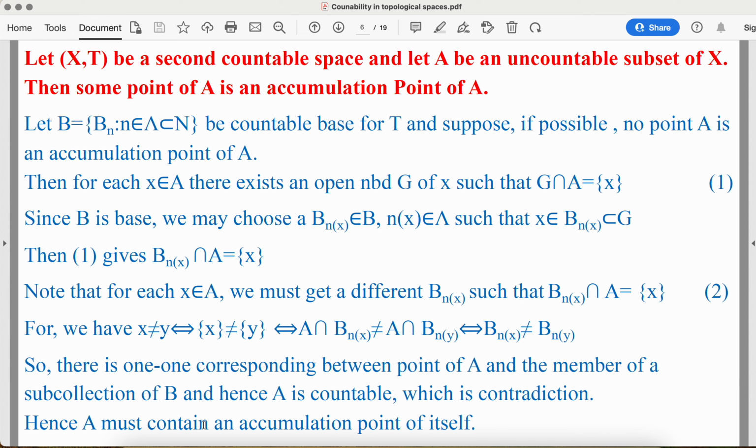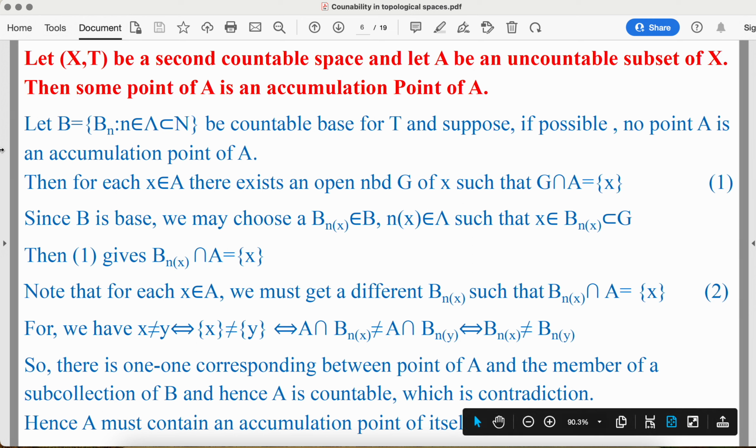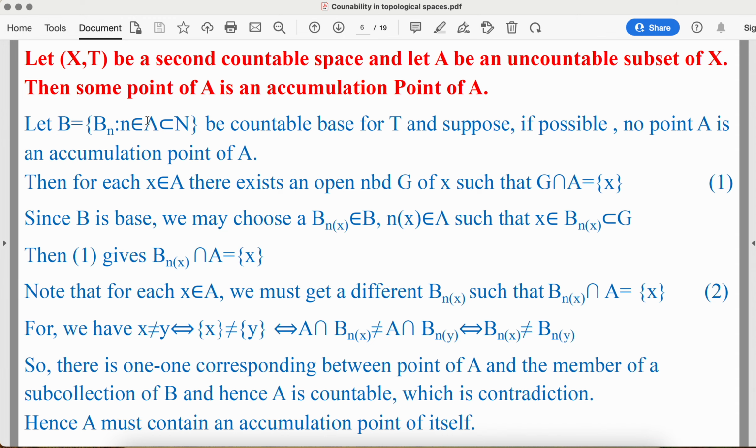Now one more result. Let (X, T) be a second countable space and let A be an uncountable subset of X. Then some point of A is an accumulation point of A. Suppose B equals {B_n}, where n belongs to some indexing set which is a subset of natural numbers. Let B be a countable base for T. And suppose, if possible, no point of A is an accumulation point of A.